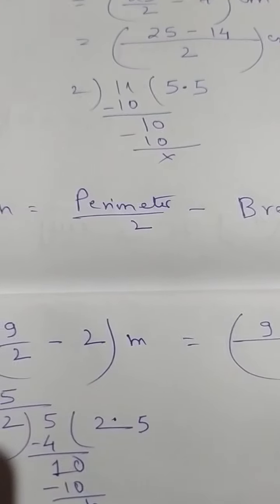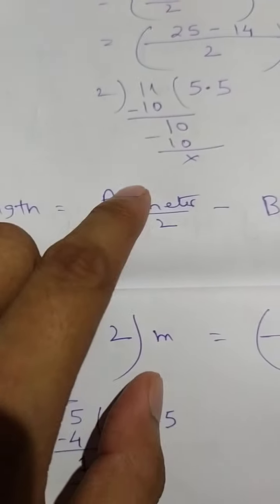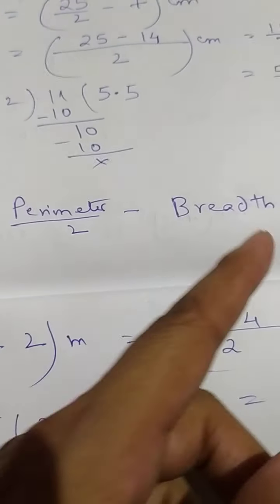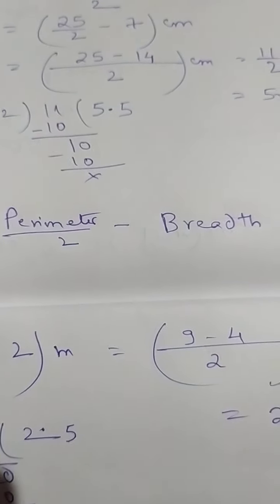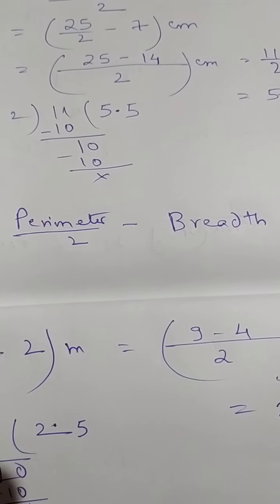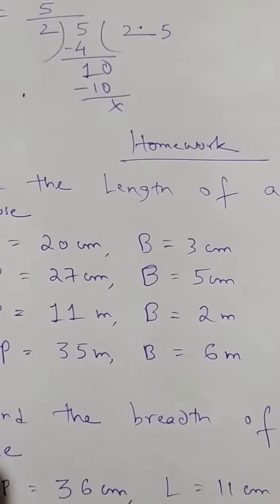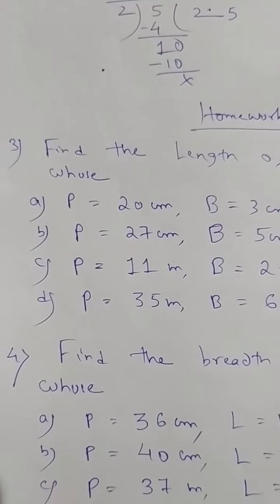So these are the two main formulas. Length equals perimeter by 2 minus breadth, and breadth equals perimeter by 2 minus length. Okay. Now based on this, I have given your homework. So this is your homework, you have to do it.